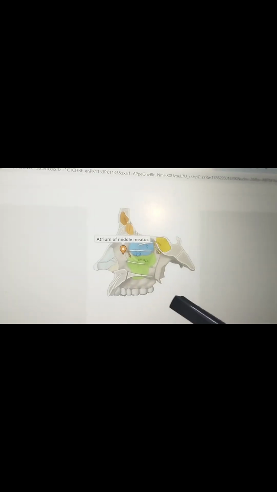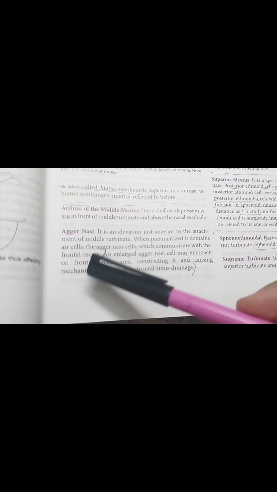So the atrium of the middle meatus is a shallow depression which is lying in front of the middle turbinate above the nasal vestibule. As you can see here, it is in front of the middle turbinate and above the nasal vestibule. There is an elevation which is anterior to the attachment of the middle turbinate. When pneumatized, it contains air cells, the agger nasi cells, which communicate with the frontal recess.